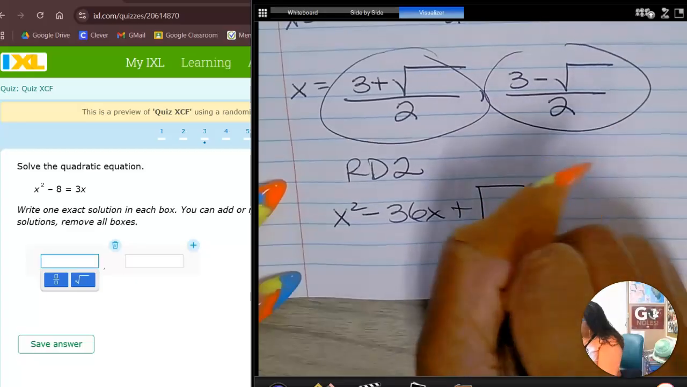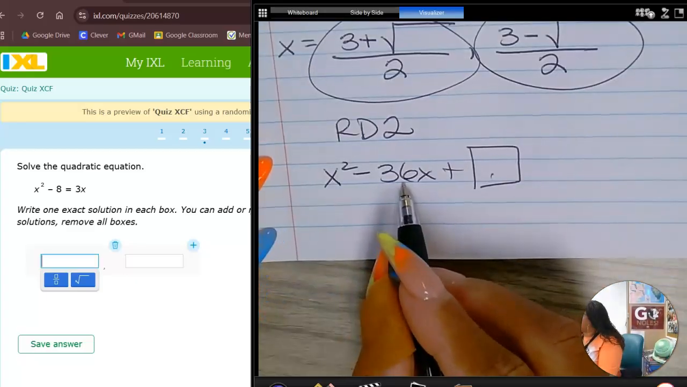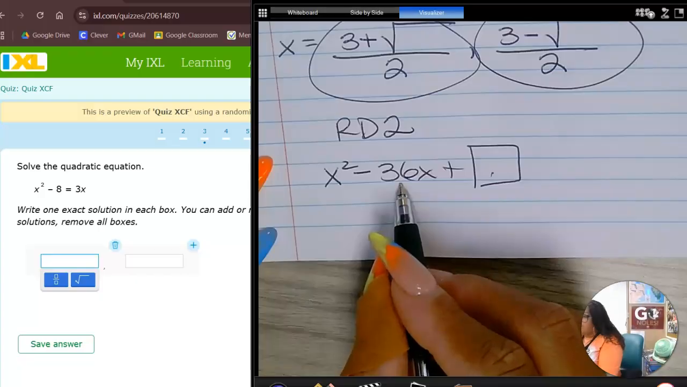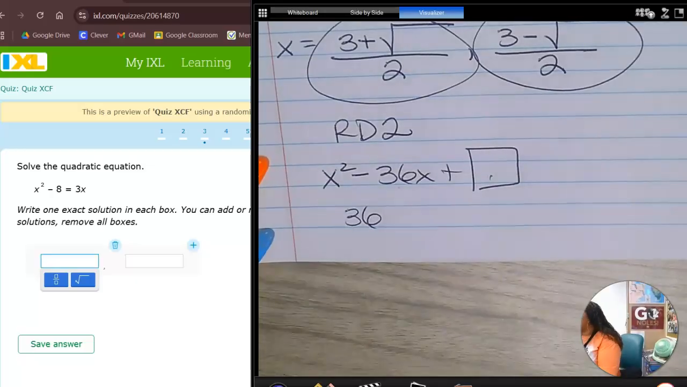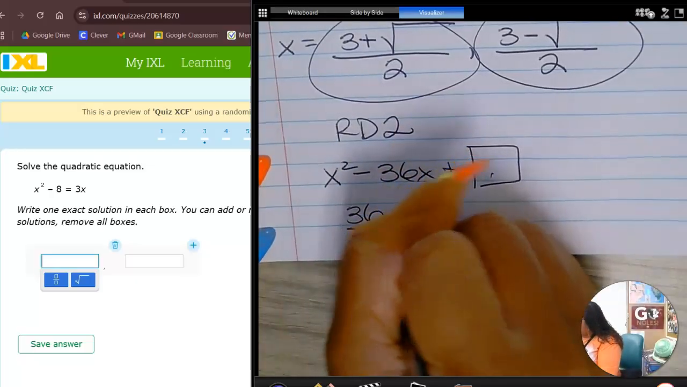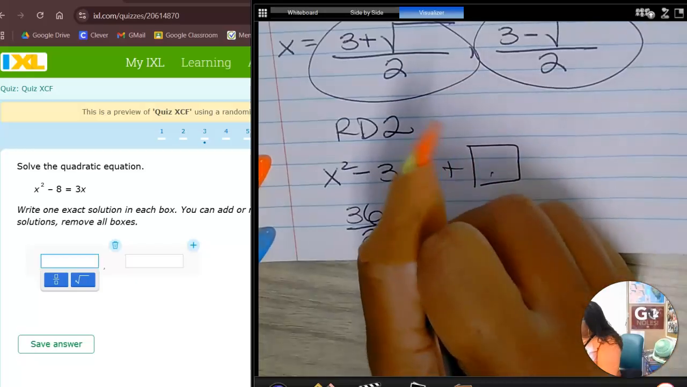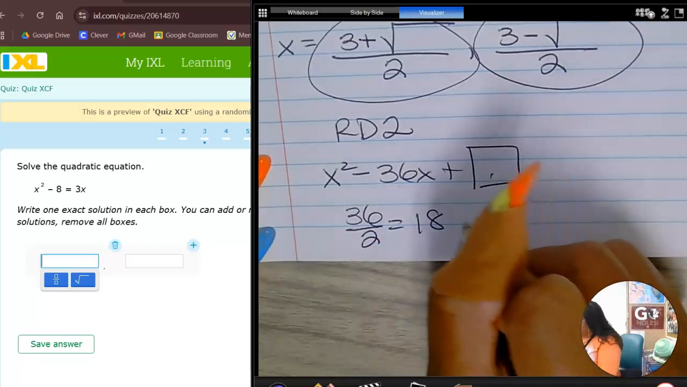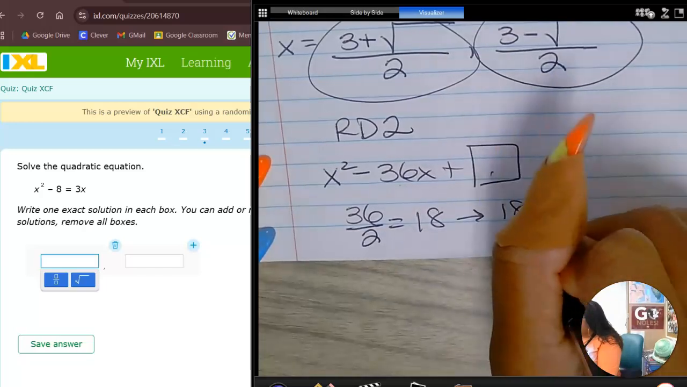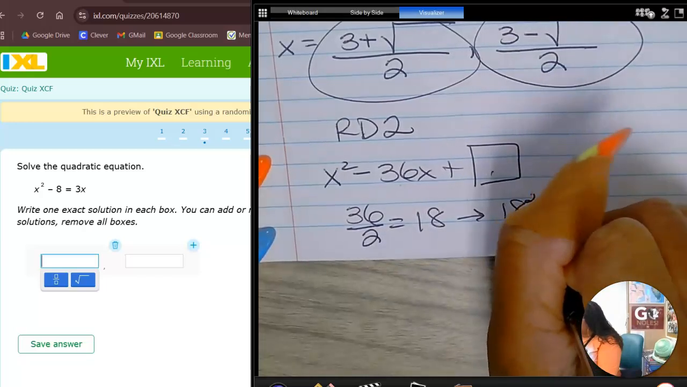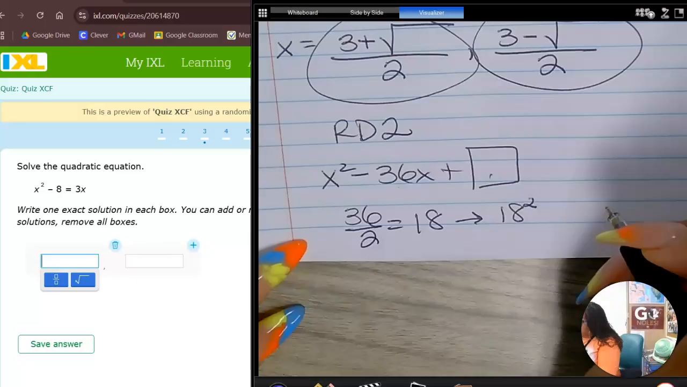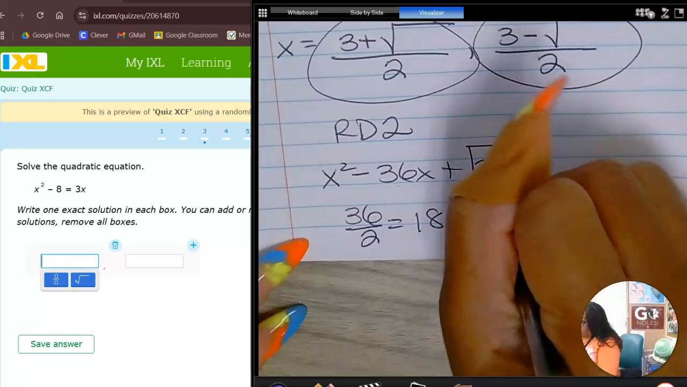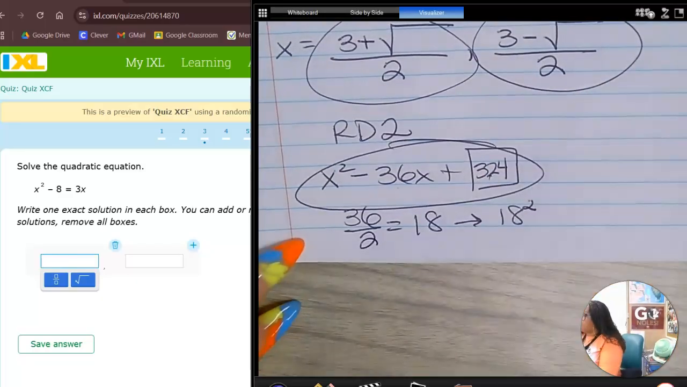If we're finding this third term here, what do we do for completing the square? What do we do with this middle number from yesterday? 36 what? Divided by 2. Good. What's half of 36? 18. Then what do I do with it? 18 who? Squared. What's 18 squared? 324 would be my answer for RD2.